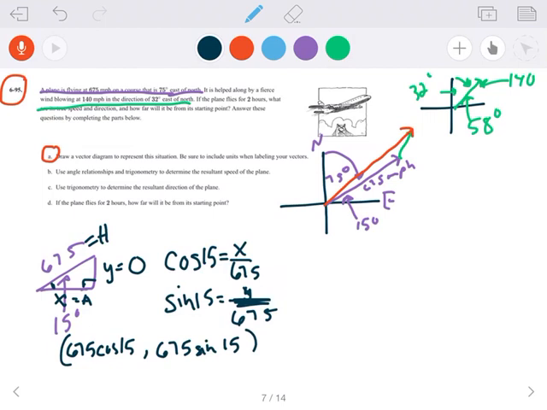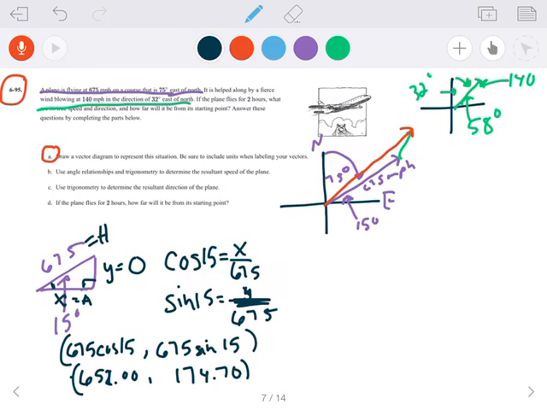675 times the cosine of 15 is 651.9999, so we can say 652.00. And then 675 times the sine of 15 is equal to 174.70. Now, because of the directions this is going, it's in the first quadrant, so that means both the x value and the y value are positive.